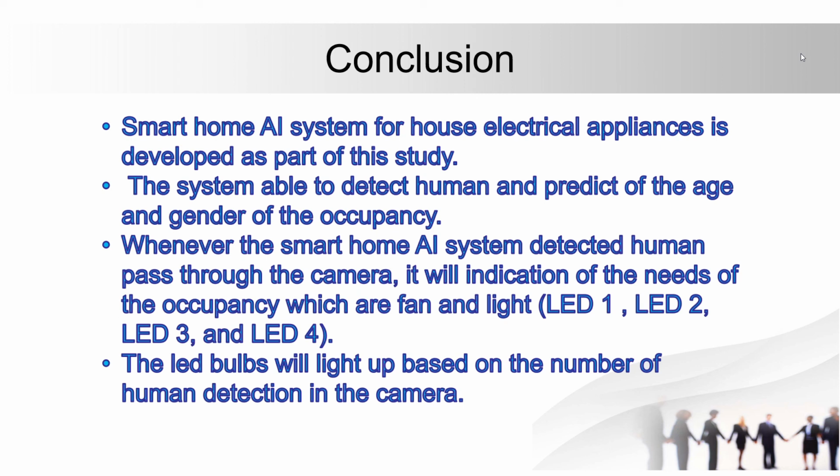Conclusion. A smart home AI system for house electrical appliances was developed as part of this study. The system is able to detect humans and predict the age and gender of the occupants. Whenever the system detects a human passing through the camera, it indicates the needs of the occupant, where fan and light will be brightened up, which is LED 1, 2, 3. The LED bulbs will light up based on the number of humans detected by the camera.